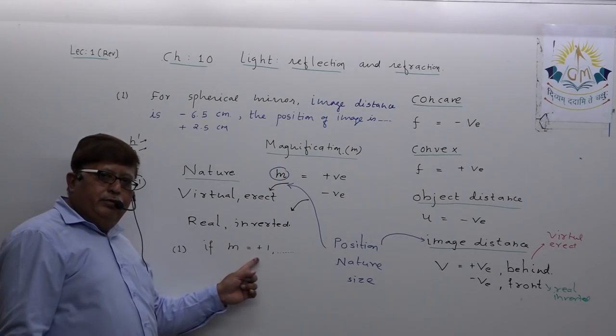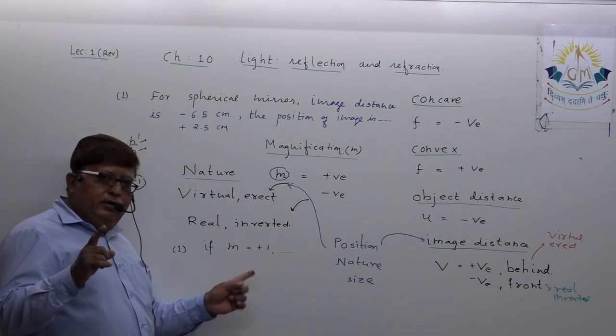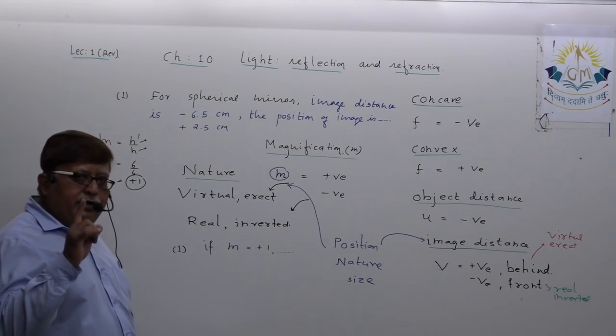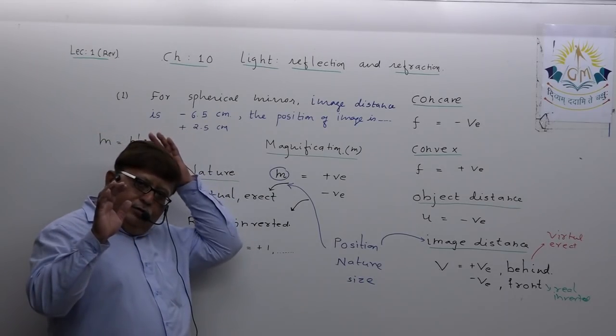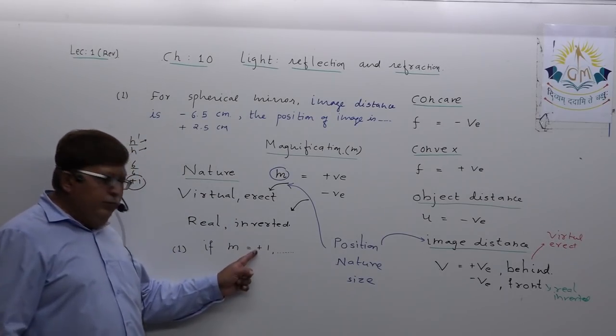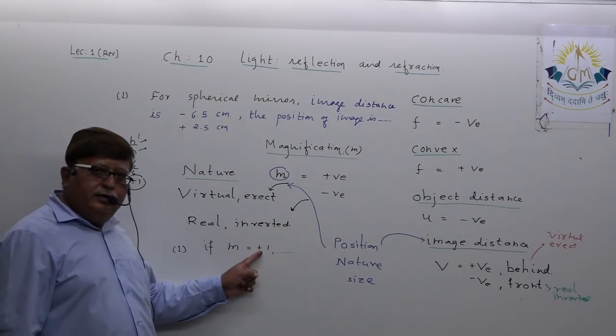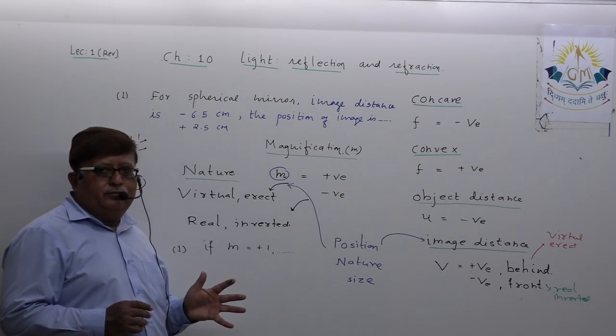If m equal to plus 1, guess the nature and size of the image. It is virtual, erect. Plus sign means virtual, erect. 1 means of same size.